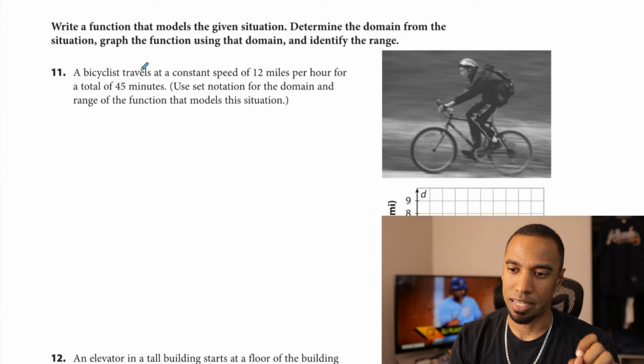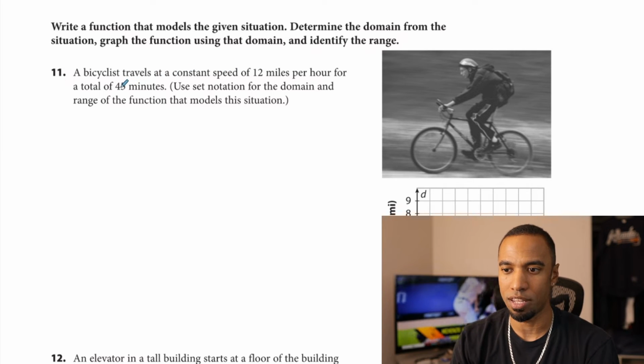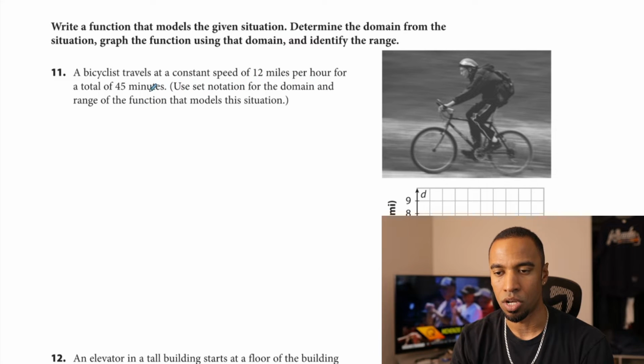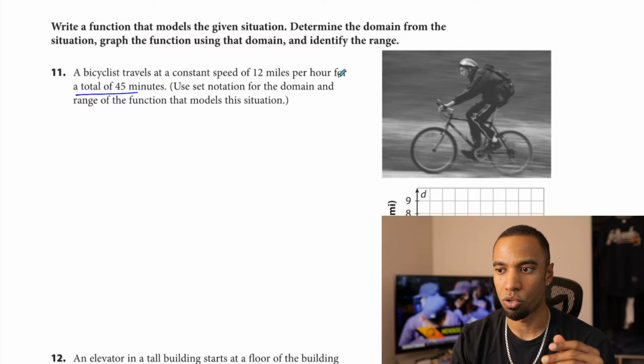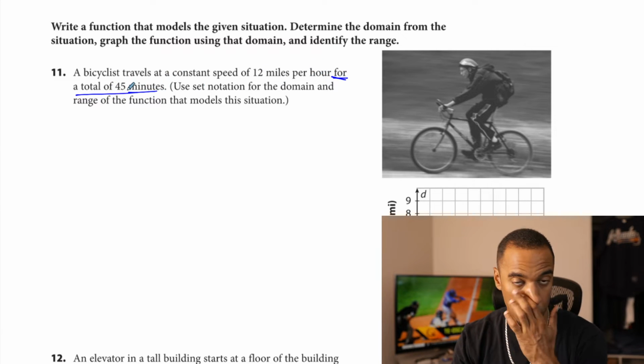Okay, a bicyclist travels at a constant speed of 12 miles an hour for a total of 45 minutes. Use set notation for the domain and range. So the domain is spoken of right here: for a total of 45 minutes. That means this is our upper bound. 45 is our upper bound.